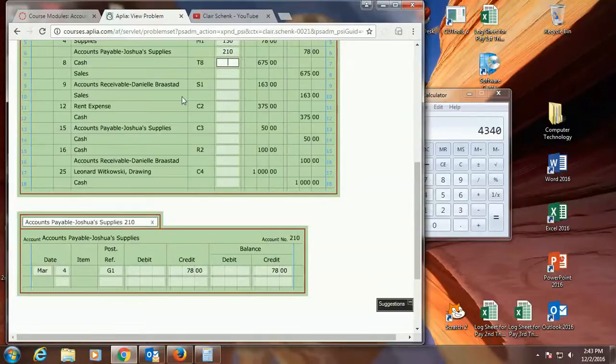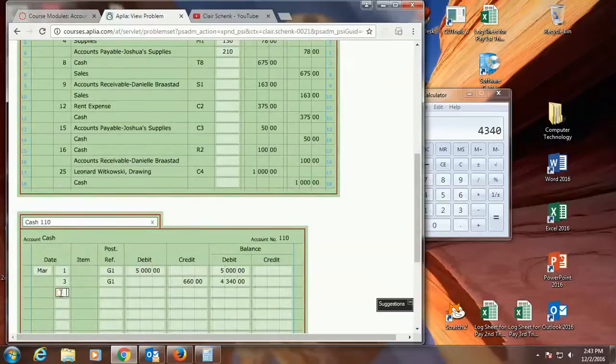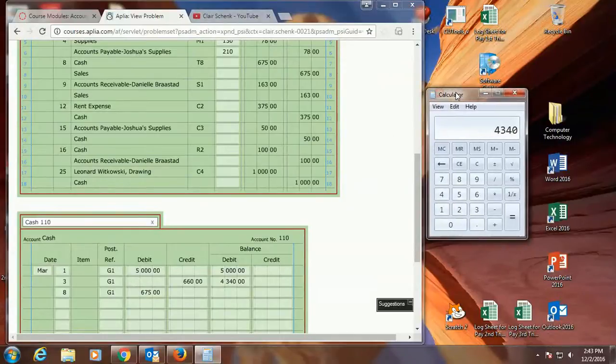So if I keep going, we're going to go to cash. This time we're on the 8th. It's G1. Looks like a debit of $675. So I can take my calculator over here and add $675. So my new balance in cash is $5,015.